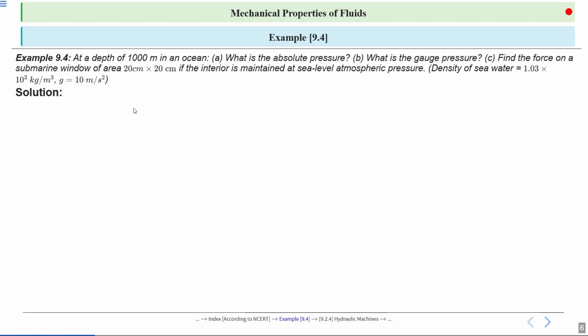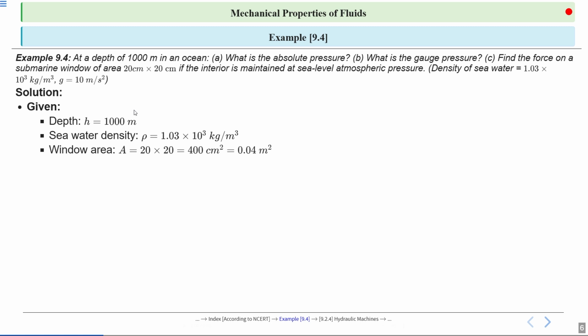Let's see the solution. So let's start by identifying what is given in the problem. We have a depth of 1000 meters in the ocean. Alright. Sea water density rho equal to 1.03 into 10 raised to the power 3 kilogram per meter cube, and window area A equal to 20 into 20, so it will be 400 centimeter square.